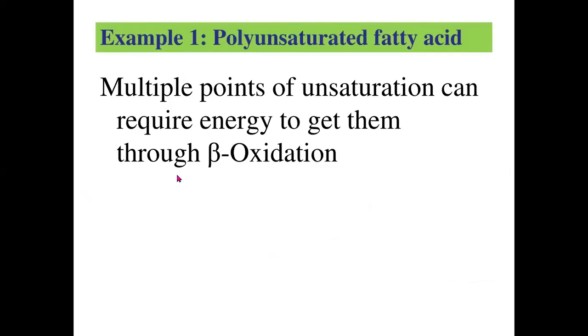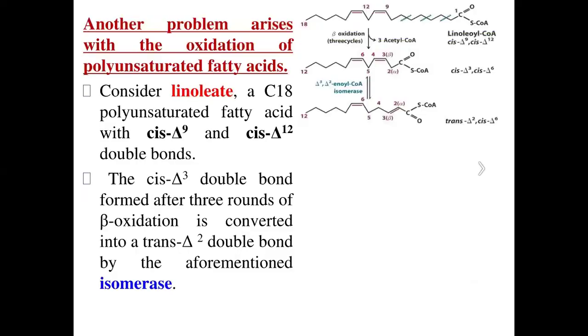So we have, for example, polyunsaturated fatty acid with multiple points of unsaturation can require energy to get them through beta oxidation. So another problem arises with the oxidation of polyunsaturated fatty acid. When we consider linoleic acid, linoleate, an 18-carbon polyunsaturated fatty acid with cis delta 9 and cis delta 12 double bonds. So the cis delta 3 double bond formed after the 3 rounds of beta oxidation is converted into trans delta 2 bond by the aforementioned isomerase.